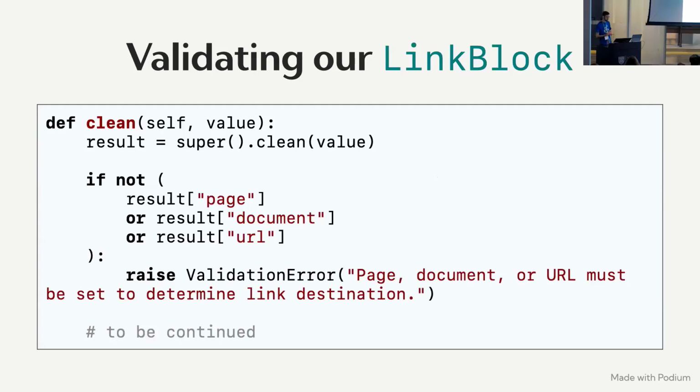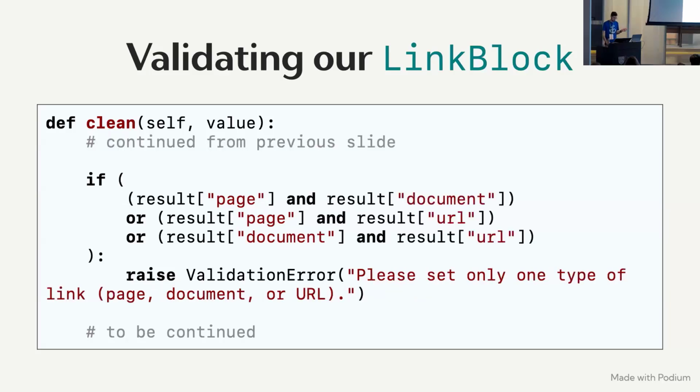So taking a look at what this would be for the link block we defined earlier. After setting the initial result with our super clean call, passing in the value as noted before, we do our first check, making sure that at least one of our link types has been set. And if not, alert the user. If that passes, continuing down the function, then we'll make sure that only one of them has been set. If any pair of them have been set, then we know we've got more than one. We can alert the user that only one may be set.